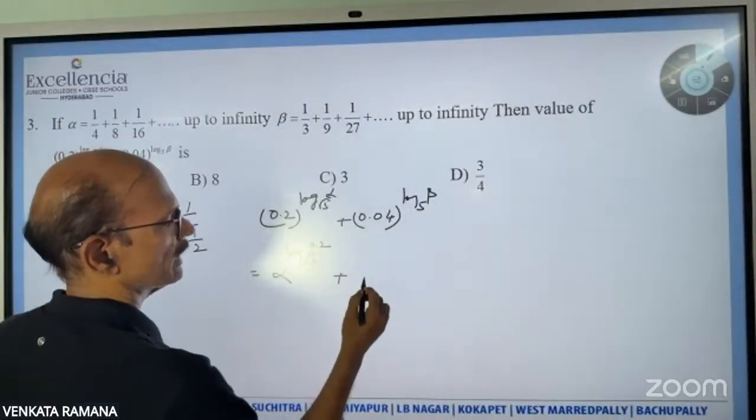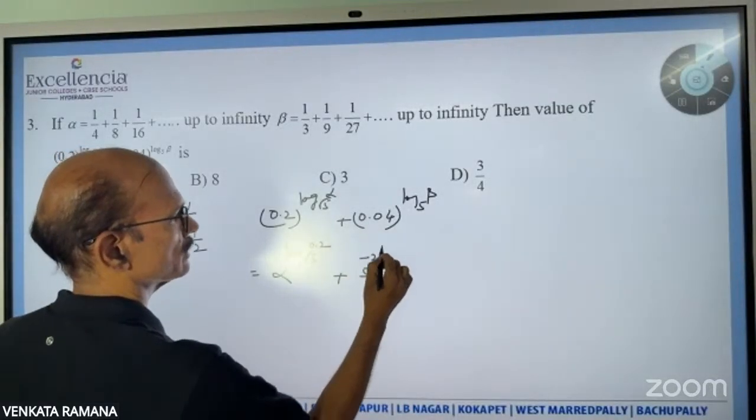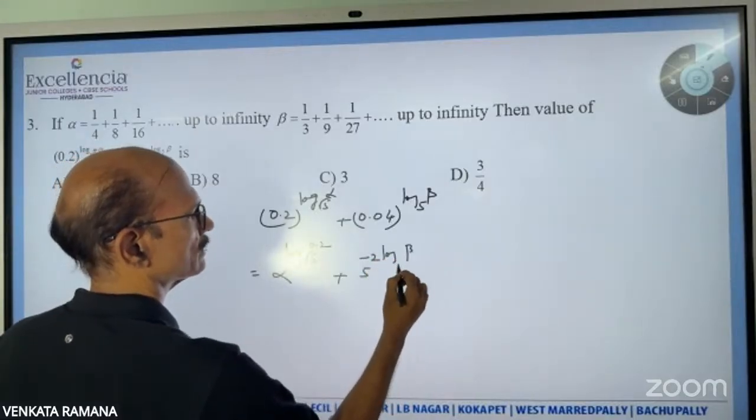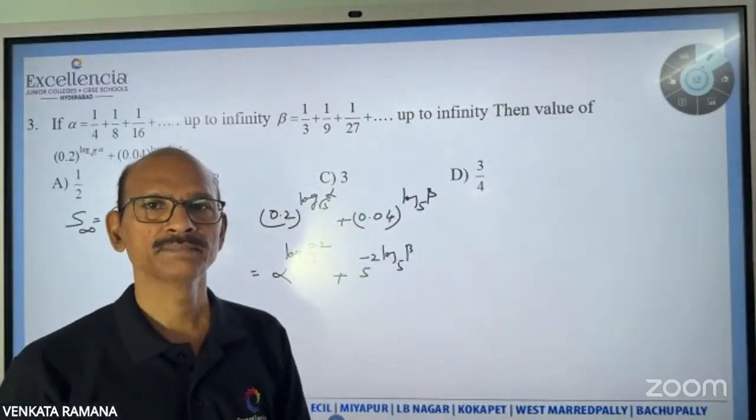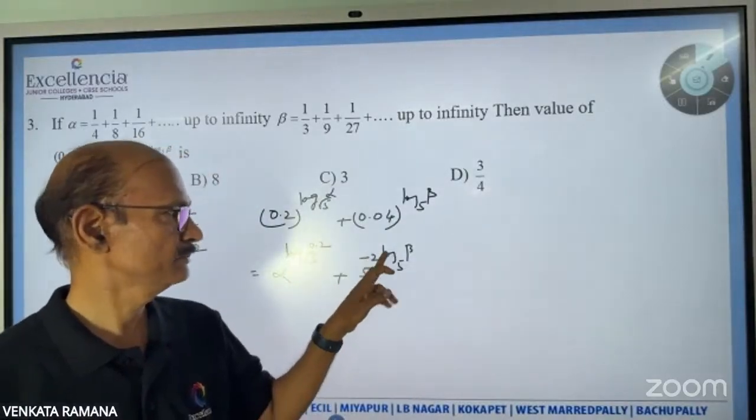Plus 0.04 means 5 power minus 2 only. This is log beta to the base 5. 0.04 means 1 by 25, and 1 by 25 means 5 power minus 2.